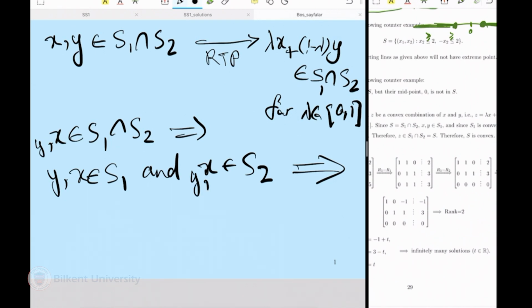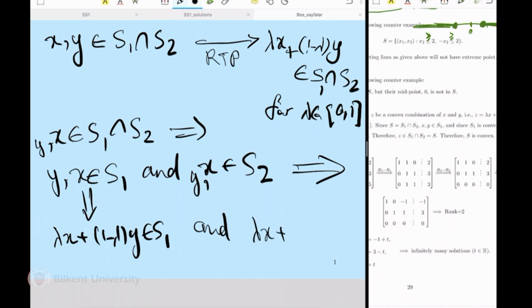So when x and y are in S1, and I know that S1 is convex, I can write that lambda x plus 1 minus lambda y is in S1. Again, I can write the same thing for S2. So some point is in S1 and that point is in S2. So that specific point is in the intersection of S1 and S2.